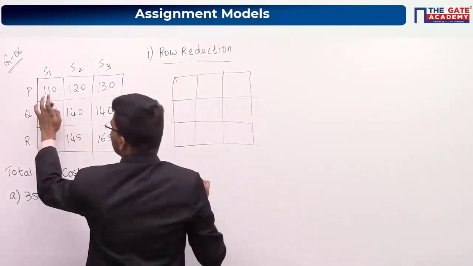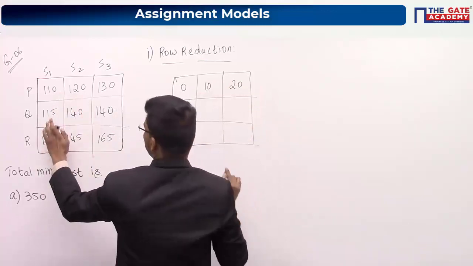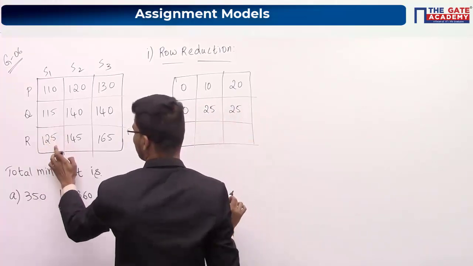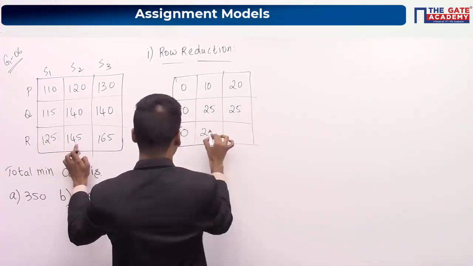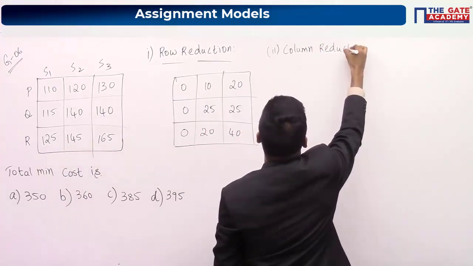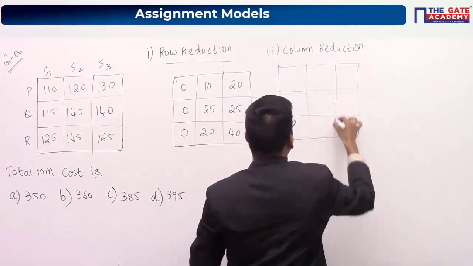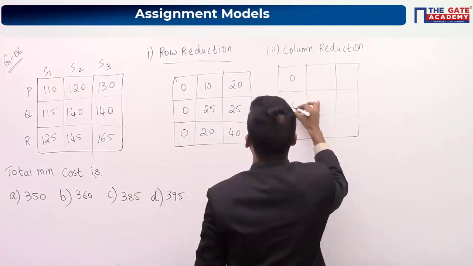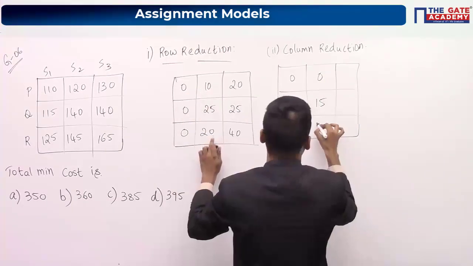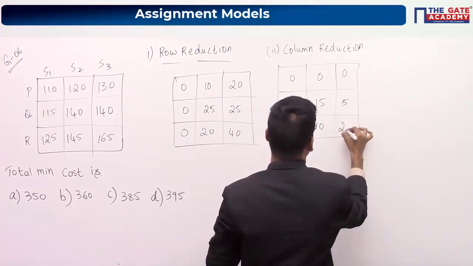Minimum element here is 110. So this will become 0, 10, 20. Here it is 115, so 0, 25, 25. What about here? 125. This will be 0, 20 and 40. Second step, column reduction. In this particular column, you already have zeros, so no need to change anything. So here you will get 0, 15, 10, 0, 5 and 20.